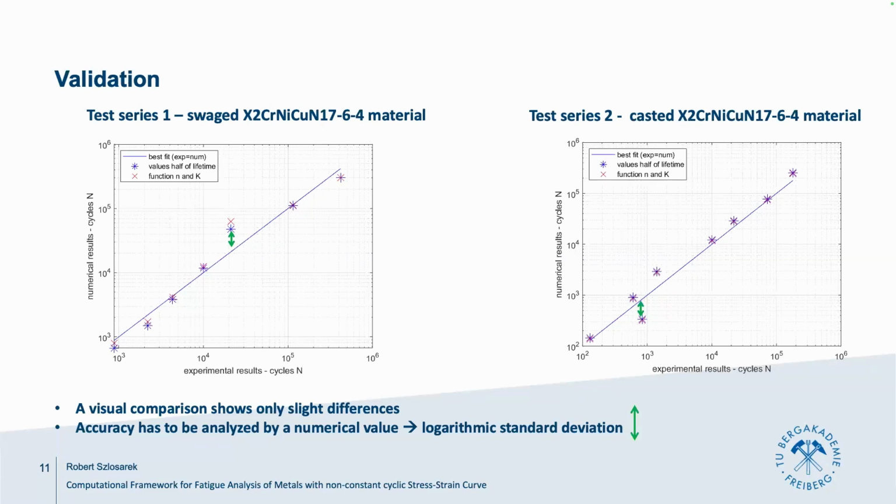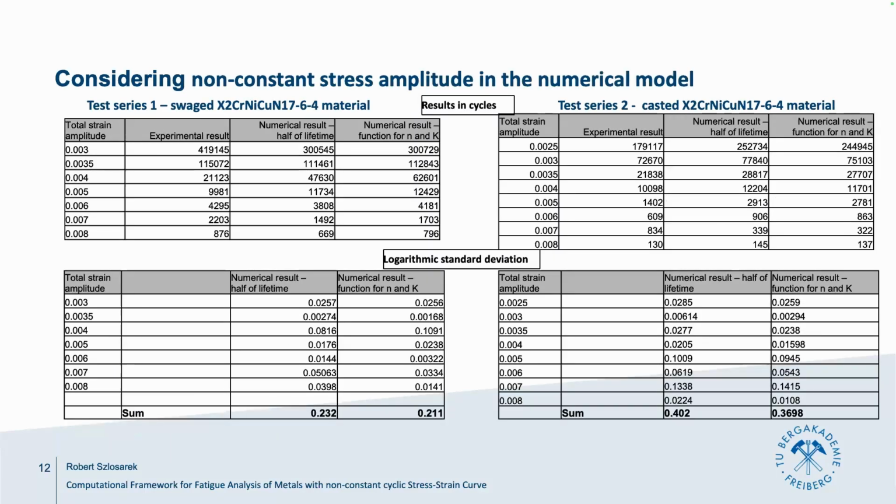This means we need a number or value to rate the 2 versions, and therefore I use the logarithmic standard deviation. In other words, we measure the distance between each point and the best fit line, and then we sum this up for all points. We get an overall sum as a measurement for the error, to quantify this.